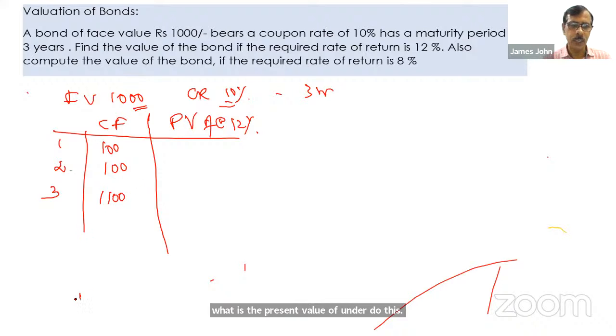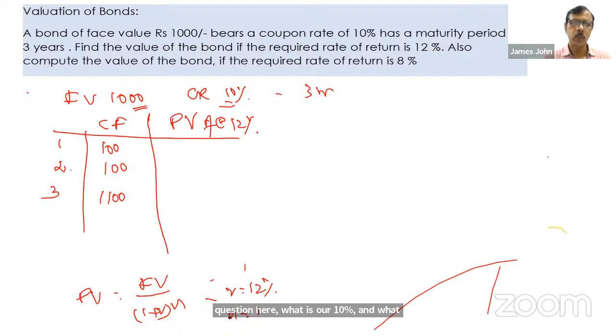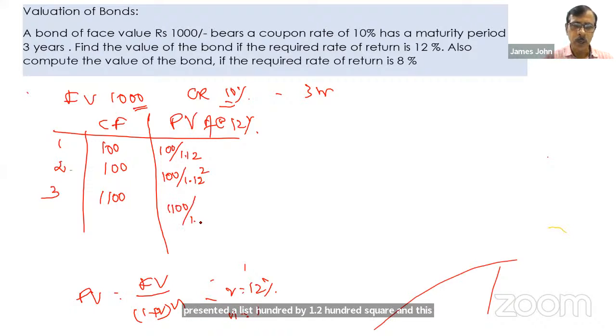The formula is, present value is equal to future value by (1 plus R) the whole raised to n. Here, what is R? 12%. And what is n? 1. So what is the future value? 100 rupees. So present value is equal to 100 by 1.12. Now, the next 100 you are getting after 2 years, so its present value is 100 by 1.12 square. And this is getting after third year, so it is 1,100 by 1.12 the whole cube.